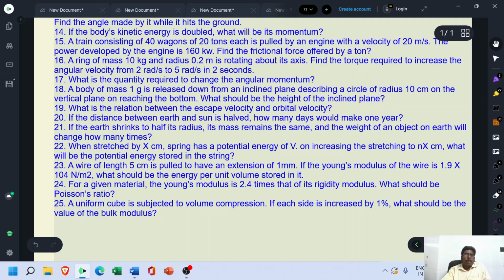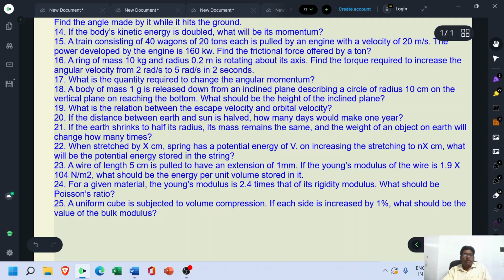18th question. A body of mass 1 gram is released down from an inclined plane describing a circle of radius 10 cm on the vertical plane on reaching the bottom. What should be the height of the inclined plane?